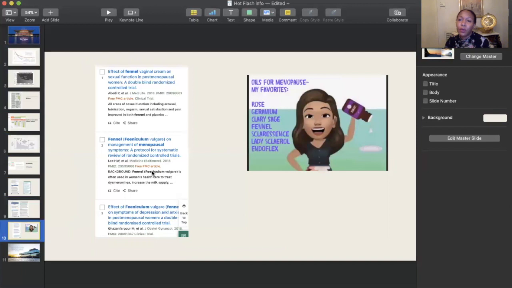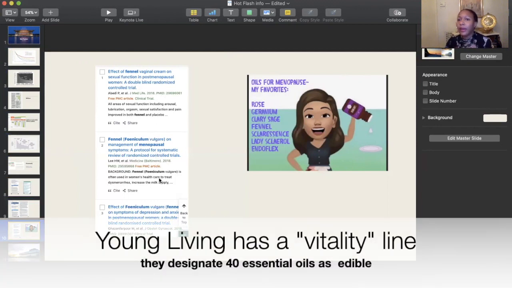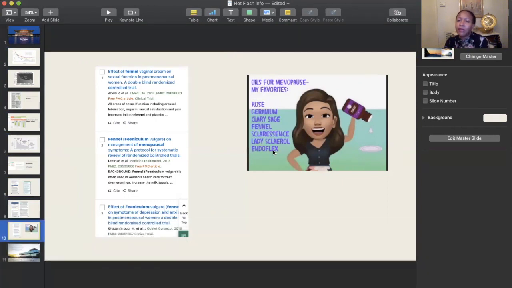Hot flashes aren't the only issues women have in menopause. And here's one on mood. So mood is a big thing. So sometimes I might have people use fennel essential oils. Some companies have an edible form. You can add a drop to your water. You can add a drop to some tea. You can use it topically. Doesn't matter. Here are my favorite ones.